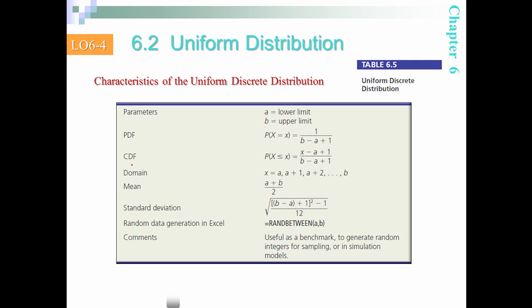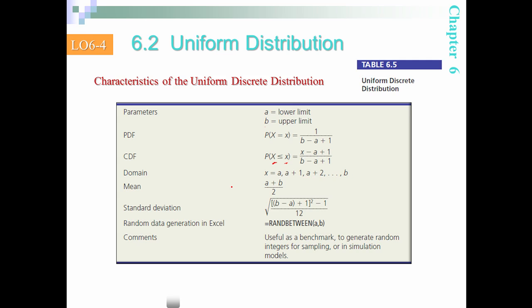The cumulative distribution function, CDF, can be written as x minus a plus 1 divided by b minus a plus 1. And this is just the probability that the random variable is less than or equal to any particular value of x. The domain tells us the values that x can take on. We've already specified that, but we'll look at it again. It starts at a, it's the lowest, a plus 1, a plus 2, and so forth all the way up to b. So this is just integer values.